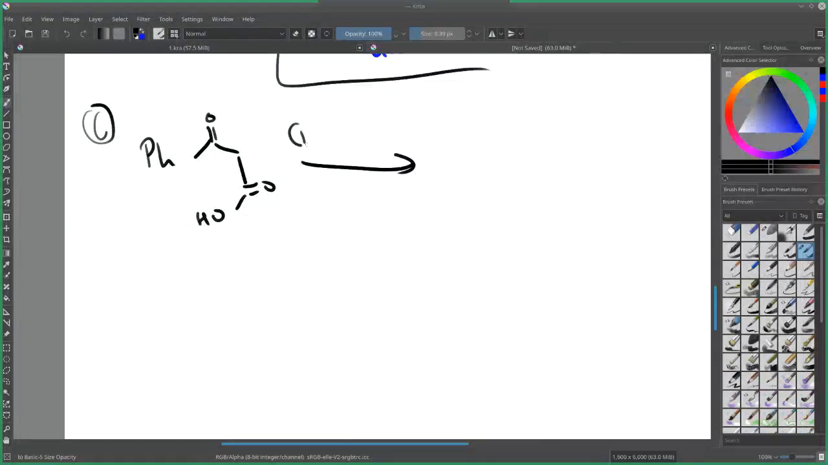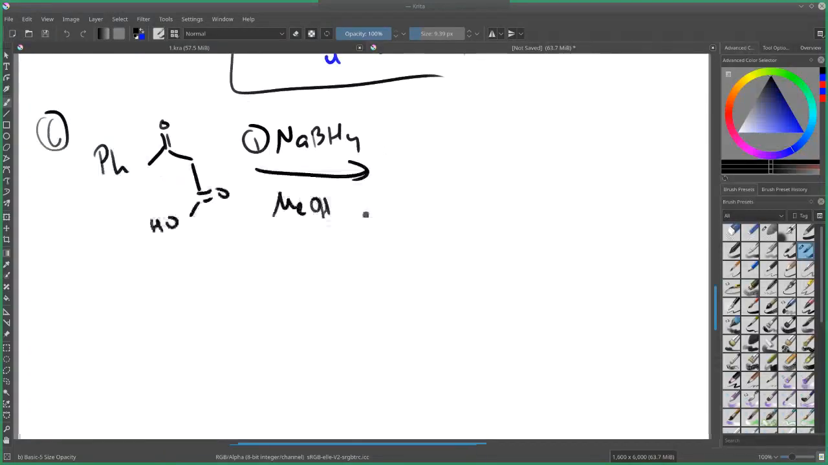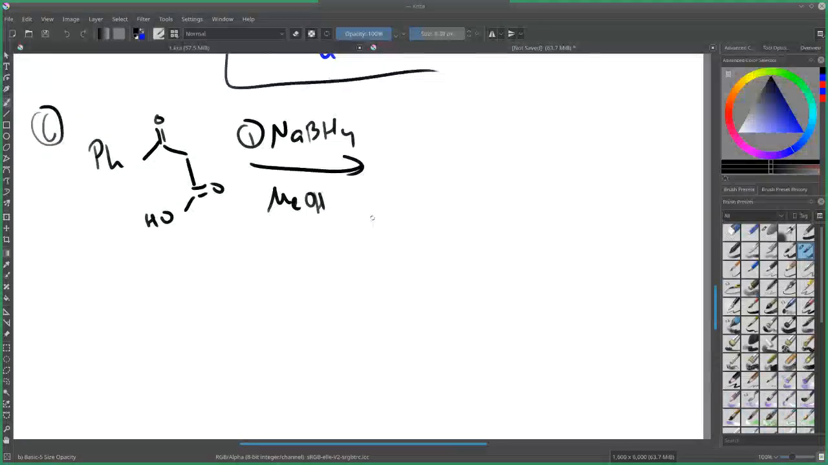All right, so step 1, we're doing sodium borohydride and ethanol. Okay, so let's see. This sodium borohydride, is it going to do anything with this acid? Yes or no? No, because NaBH4 is selective and only reduces ketones and aldehydes. Yeah, great. So this thing only reduces ketones and aldehydes.